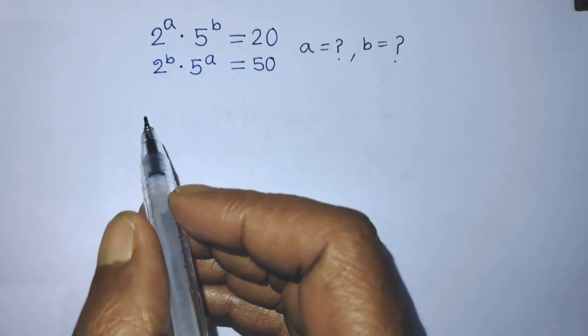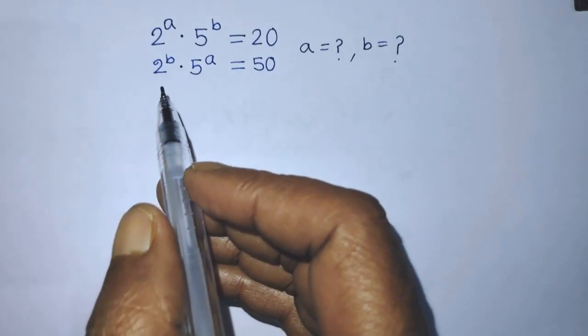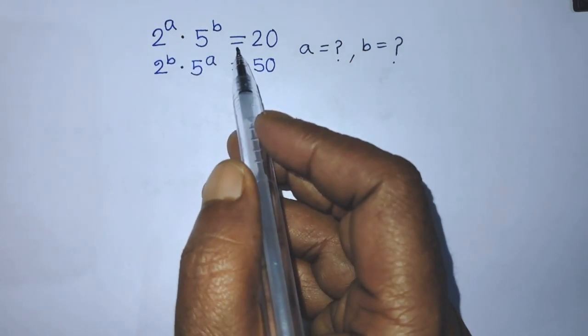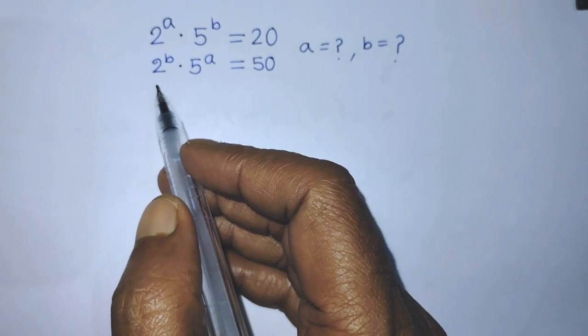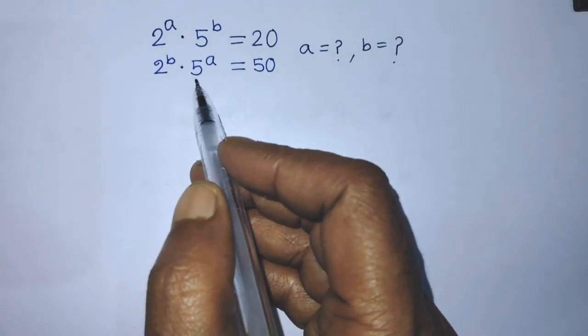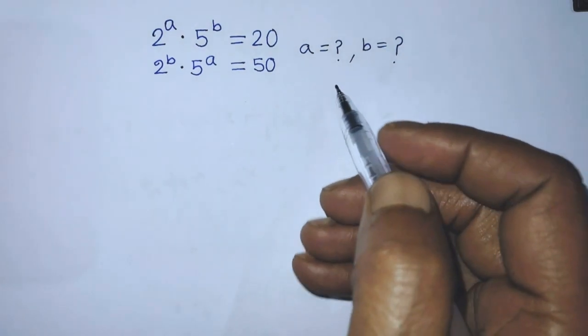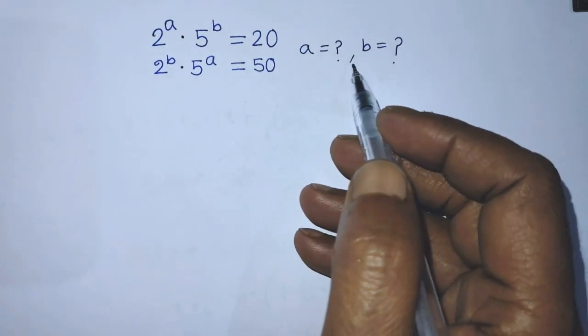Hello guys, you are welcome to solve this math problem: 2^a times 5^b is equal to 20 and 2^b times 5^a is equal to 50. Then find the value of a and b.